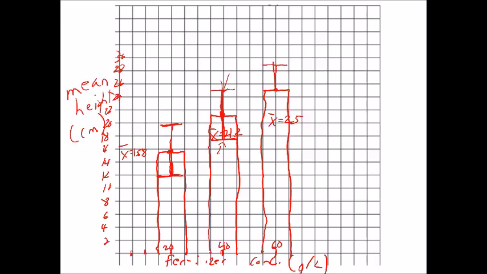And then we need to go down 3.9 from 25. And that's going to put us at 21.1. So that would put us somewhere right in here. So those are our error bars.